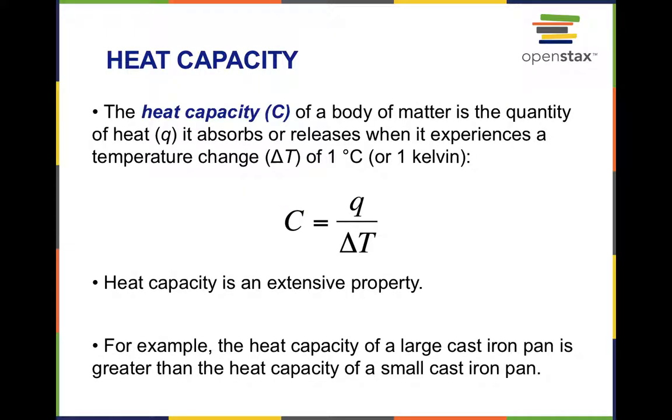So one way we can talk about energy, and I don't like how they have it written here, but the heat capacity of a body is the quantity of heat that it absorbs or releases when it experiences a temperature change of 1 degree Celsius. And so heat capacity is an extensive property. That means it matters how much you have. For example, the heat capacity of a large cast iron pan is greater than the heat capacity of a small cast iron pan.